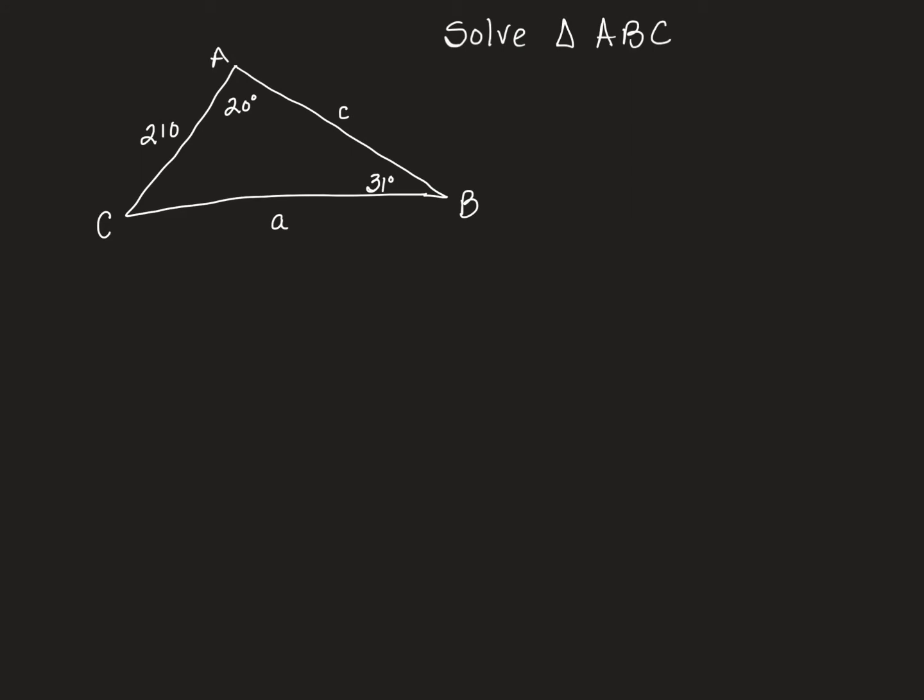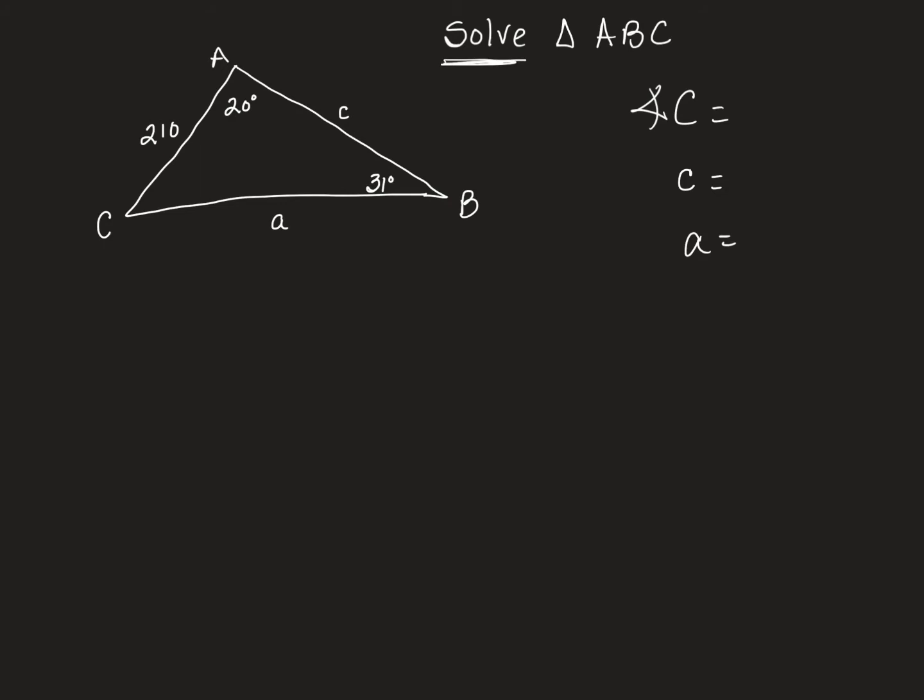Okay, so let's look at this. So here's my triangle, and I want to solve. When I read the word solve, that means anything that is not already labeled. So I like to make a list. Angle C is not labeled, side C is not labeled, and side A is not labeled, okay? To solve for angle C, it's easy because I have two of the three angles here, and I know that all three angles of a triangle equal 180. So I just have to do 180 minus 31 minus 20.